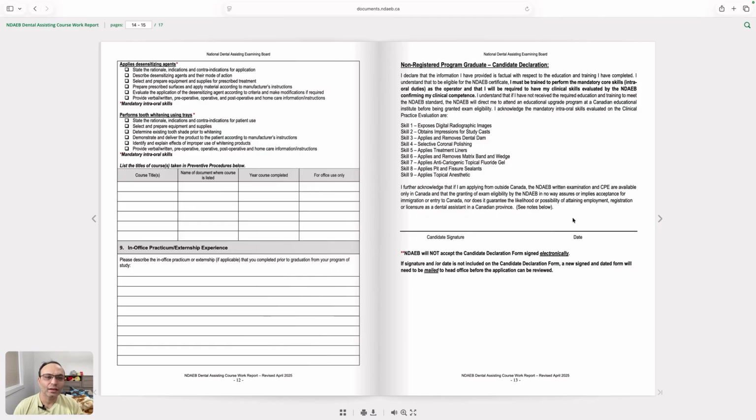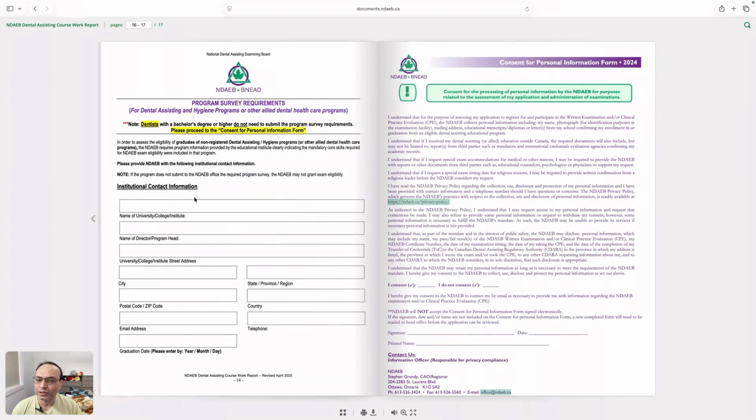Then again, it's a candidate declaration, quite straightforward. And then this is a program survey requirements. If you are a dentist, then you don't have to worry about it. But if you are some other dental professional, then you have to give the name of the institution and contact information so that they can be contacted. And then there is a consent for personal information form. You mention your name, sign it, and that's about it. So we are all done here.